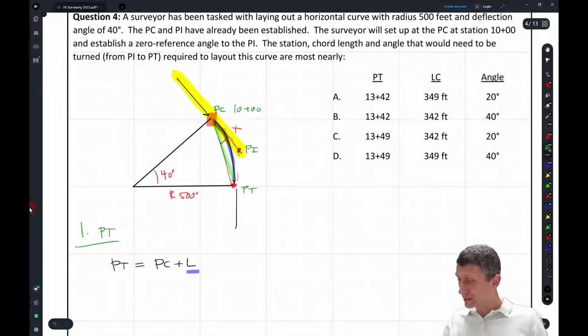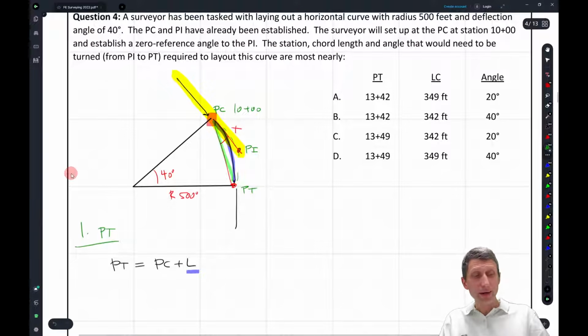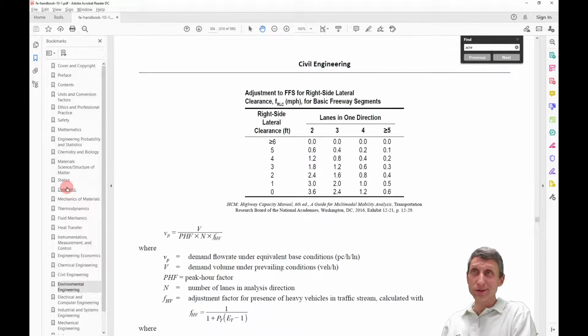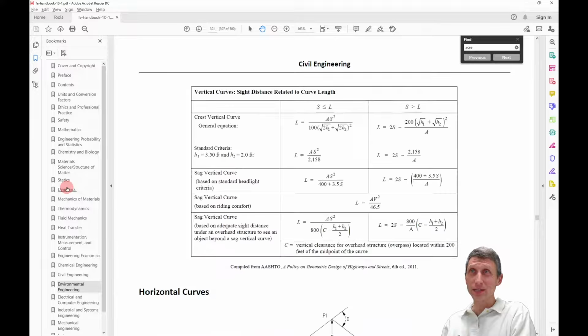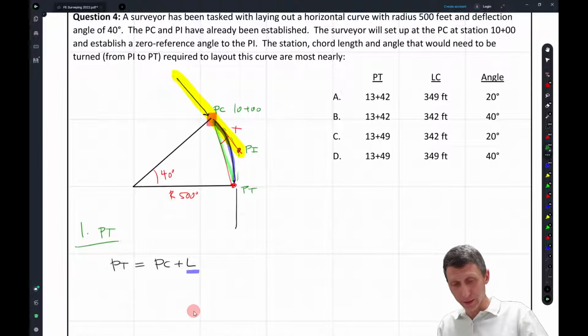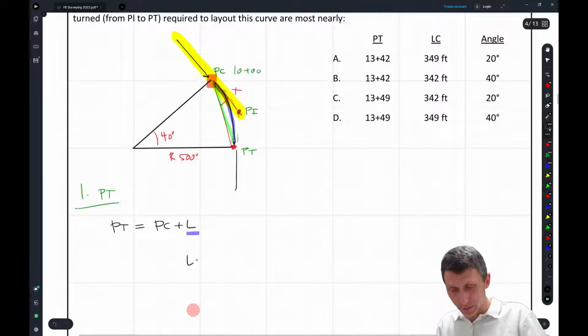So let's come back to the FE Reference Handbook. You might be in the surveying section, but that's okay. You actually have to come back to the horizontal curves that are in the transportation section. We kind of did this question on the transpose section, but L is what? R times I times pi over 180. So let me solve for L.